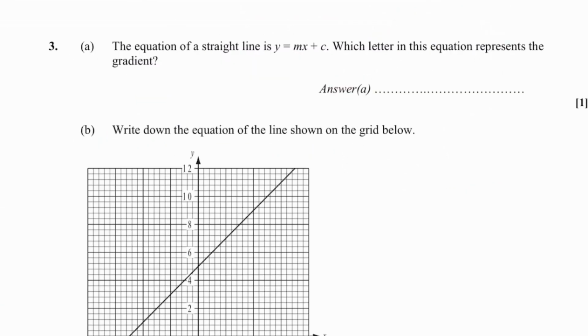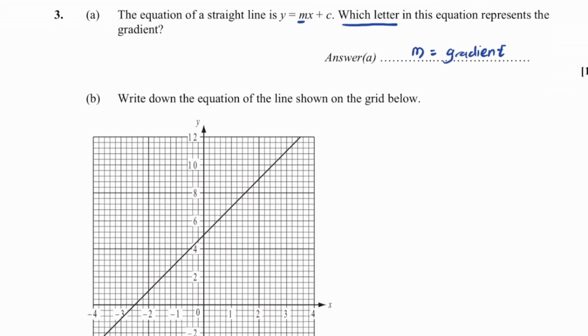Question number 3. The equation of a straight line is y equal to mx plus c. Which letter in this equation represents the gradient? So very clear, right? It's your m. Okay? M represents the gradient.